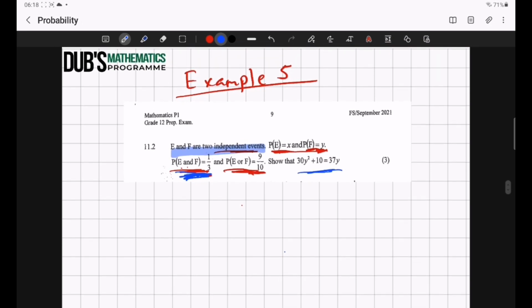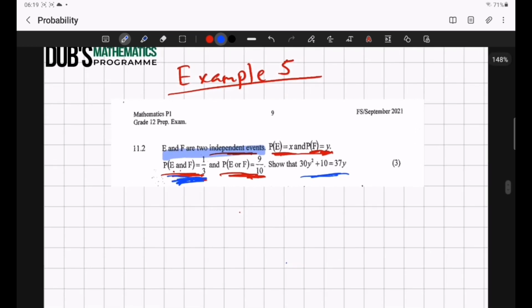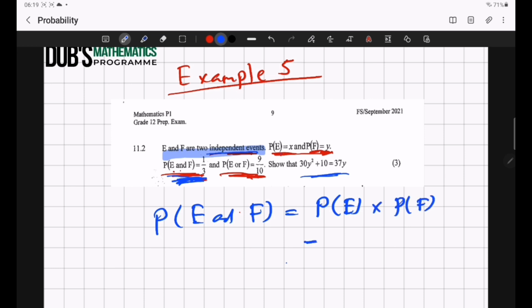Okay, so in the previous video, we were looking at this example and we kind of got stuck. So just now read this question. The first step again is to check that we're given that events E and F are independent. So that's going to be our first step. Since we're given that they are independent, we know the probability of E and F will be the probability of E times the probability of F, which will be X times Y, XY.